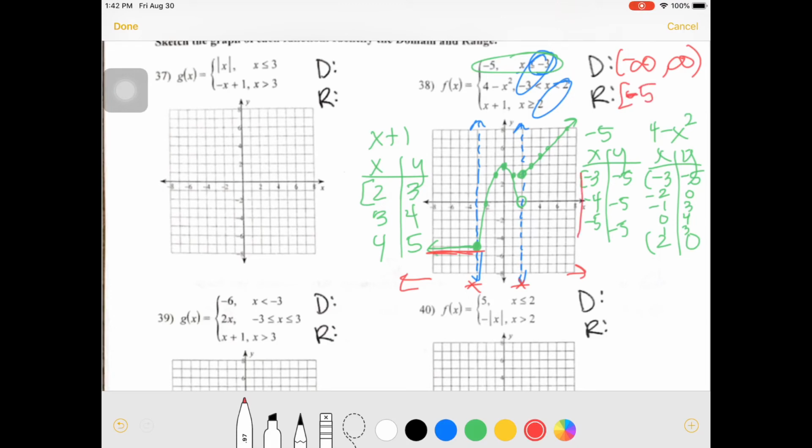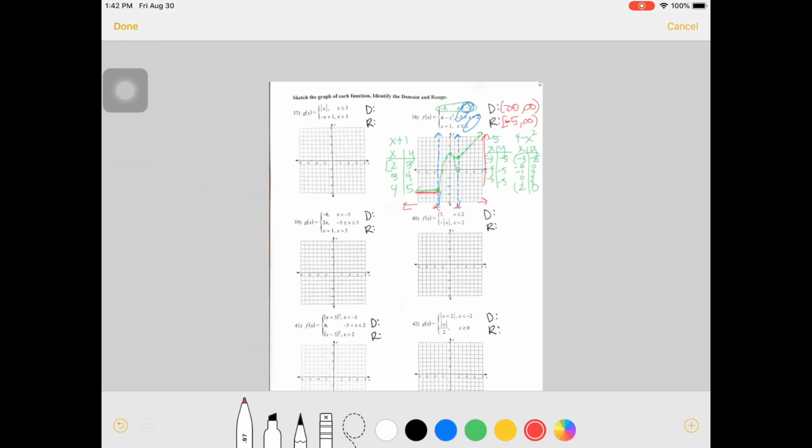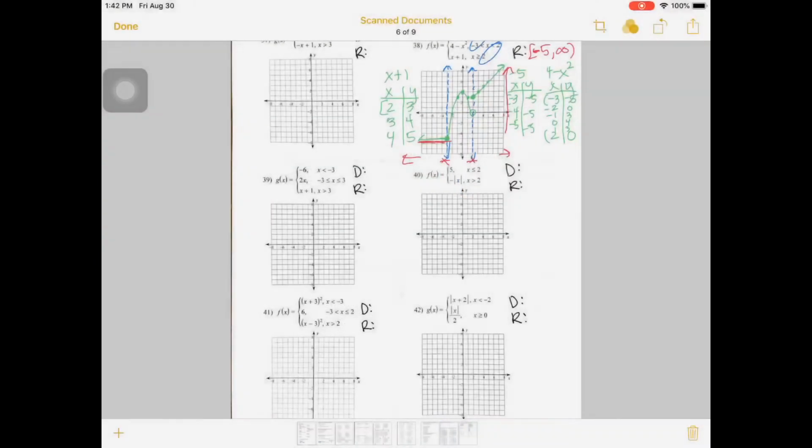But I do get every y value out all the way up to forever. And so that would be your final answer.